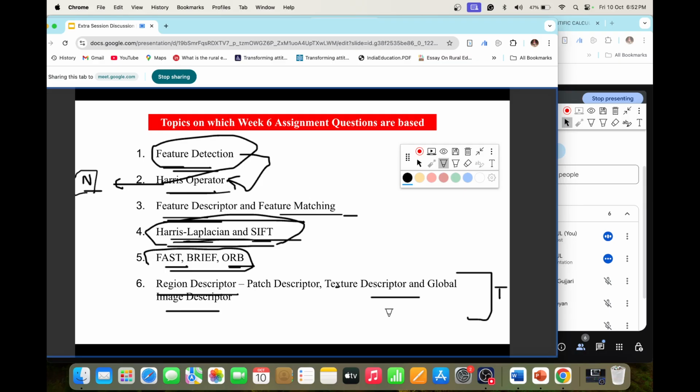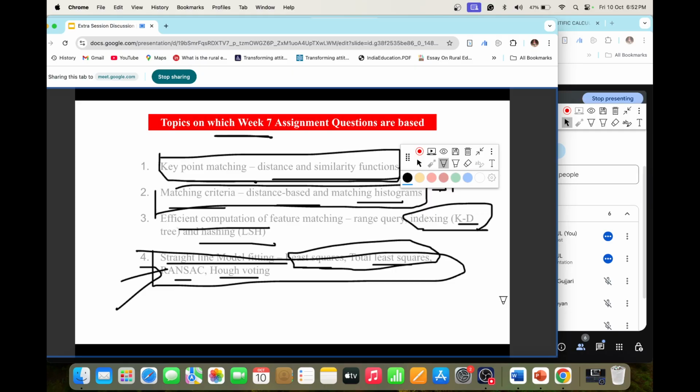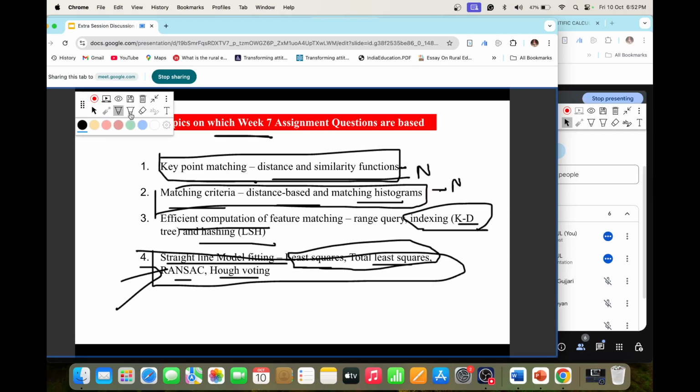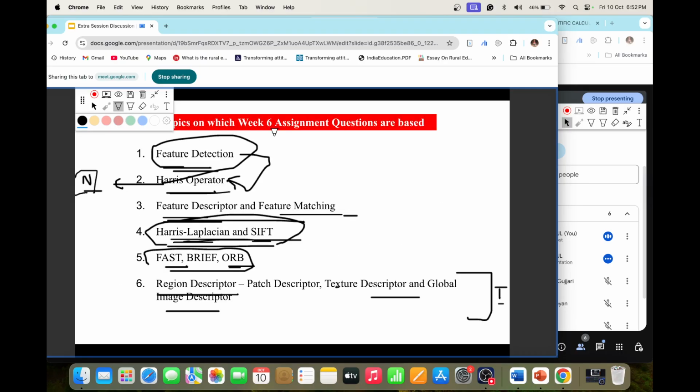Patch descriptor, texture descriptor, and global image descriptor, so from this only theoretical description. And the topic of week 7 is a bit of a continuation of week 6, because it continues feature matching only.